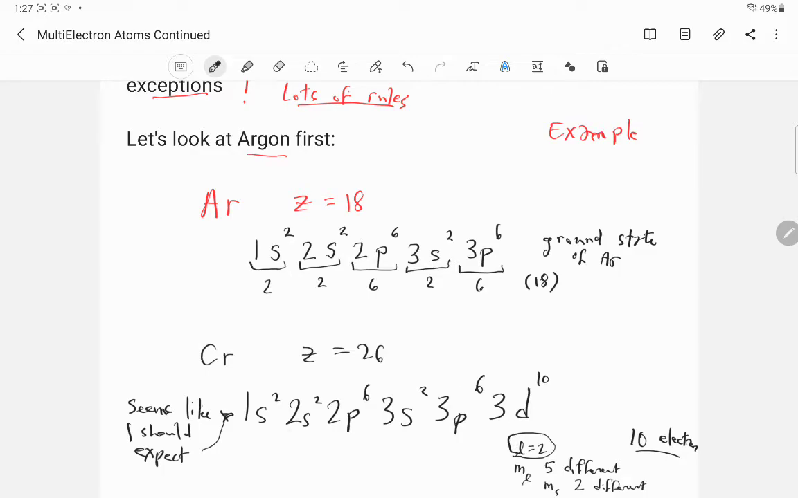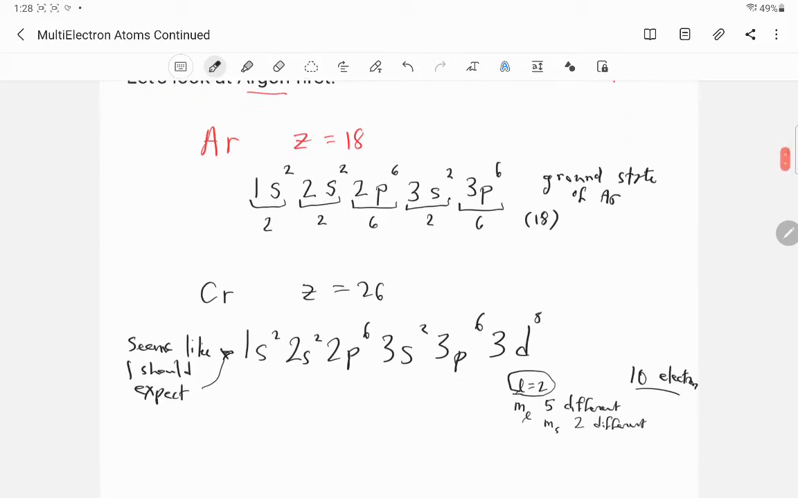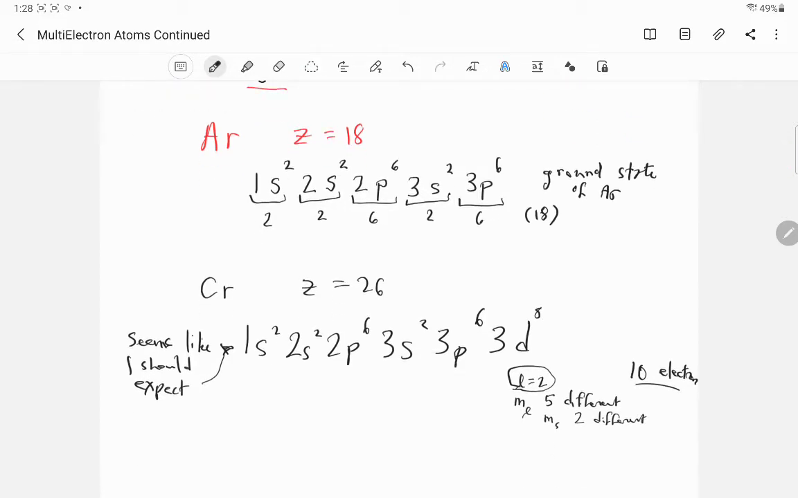Let's see how many electrons I've accounted for. So 2, 4, 10, 12, 18. So 18 plus 10 is 28. So actually I don't need all 10, I just need 8. I could have had 10 electrons in the d orbital, but since chromium is 26, if you add all these, 2, 4, 10, 12, 18, that's 26. And it turns out that this is not what chromium behaves like in a chemistry sense.